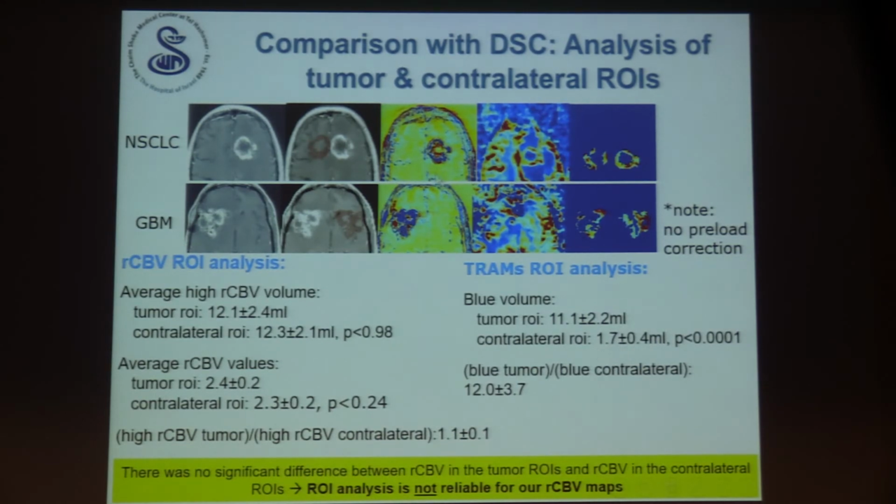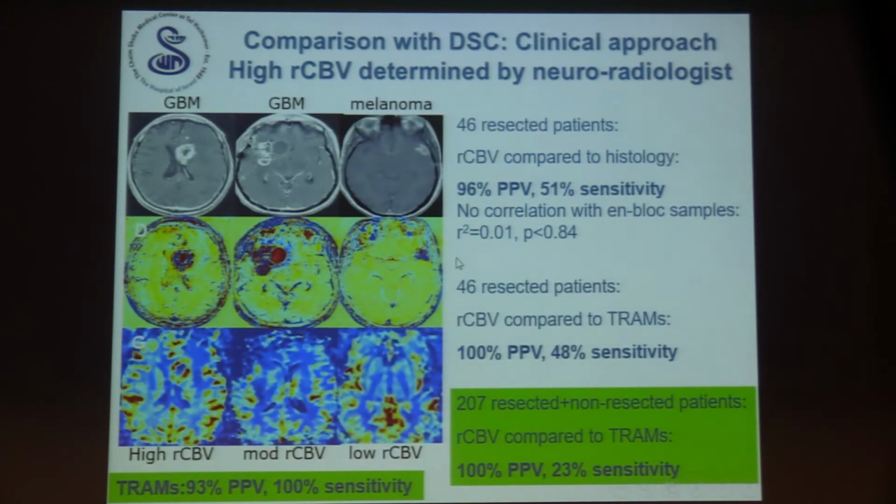And of course, in the trance, you wouldn't think that there is a tumor when you see a blood vessel in the contralateral region. So we thought, okay, this is not the right type of analysis, at least for us to do with RCBV, and therefore we added for the reviewer also a clinical assessment of what is high RCBV. We asked our neuroradiologists to go over the RCBV maps and give them a score. Is this high or moderate or low RCBV according to their understanding?